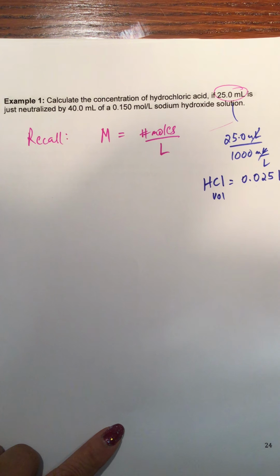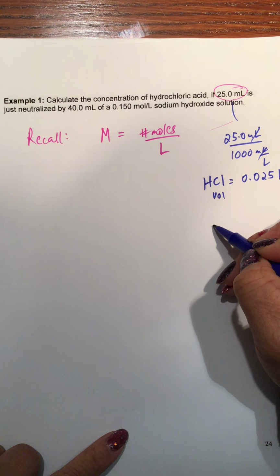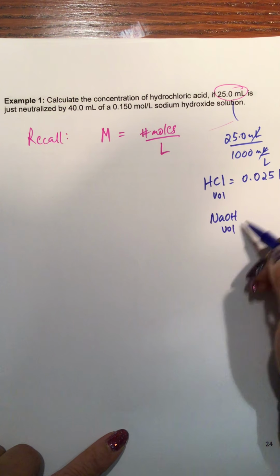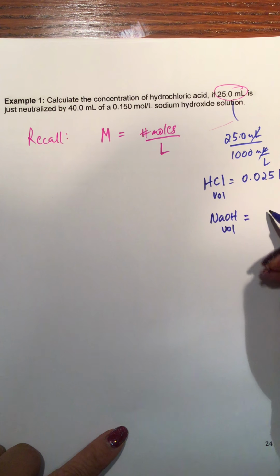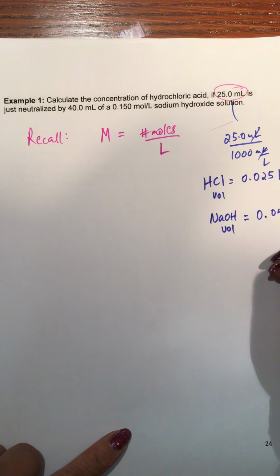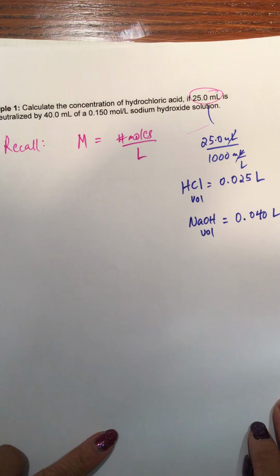What else do we know? This is neutralized by 40 mL. So again, this is now for the sodium hydroxide volume. This is 40 mL, so 40 divided by 1,000, so 0.040 liters. You have to move it 3 times over to the left. And so now we have the volume of the acid and the base.